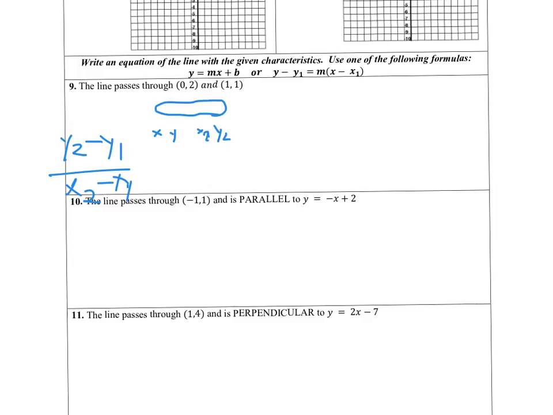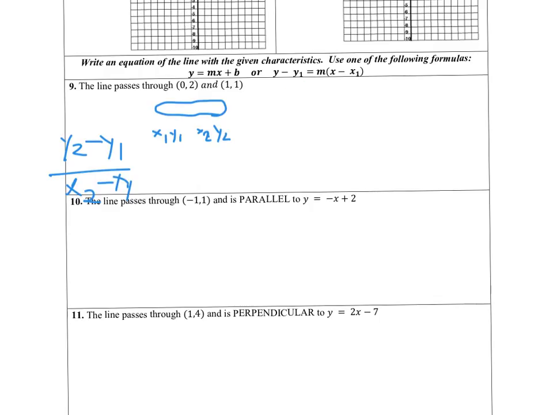Whoops, that's x2, y2, x1, y1 there. Okay, so once you find a slope, you're going to plug it into y equals mx plus b. Find your b. Solve for b. And then rewrite it all.